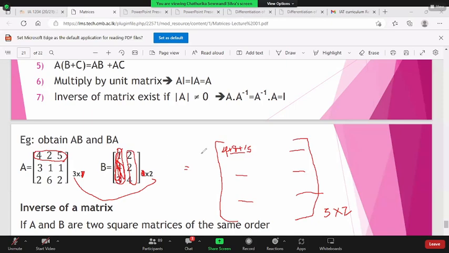4 times 2, 8. 2 times 2, 4. Right? 5 times 4, 20. So in between there is a plus sign. So now the second vacant position is also filled. So now the first row is over.